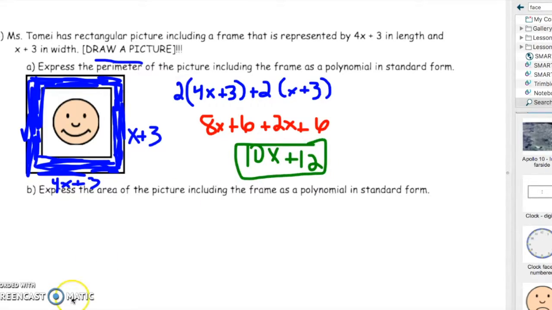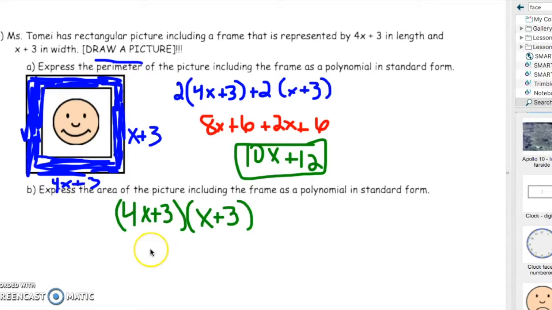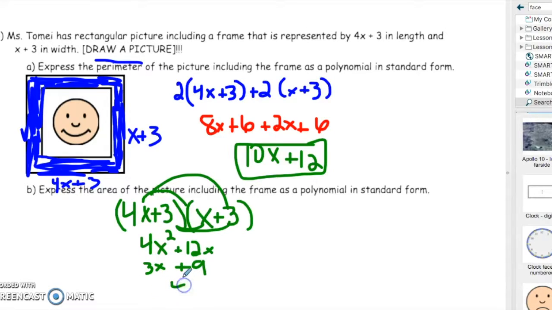Now, express the area of the picture, including the frame, as a polynomial. So this is where you do length times width. You're going to get 4x squared plus 12x. Right, you do this thing. Now 3x plus 9. You combine your like terms. So that is 4x squared plus 15x plus 9.